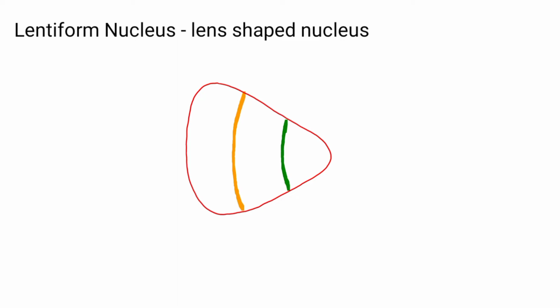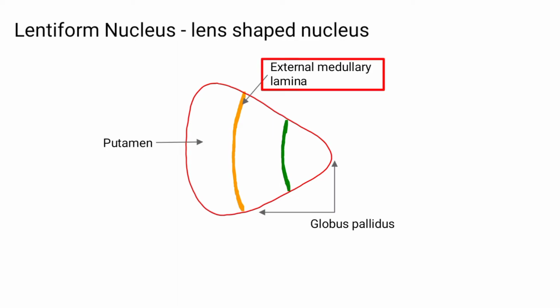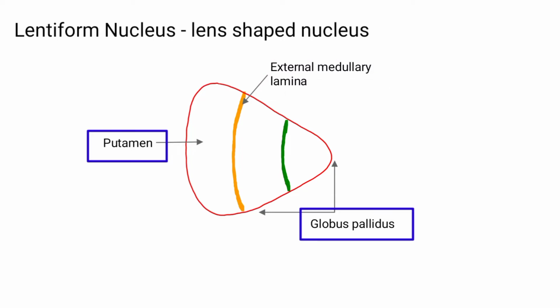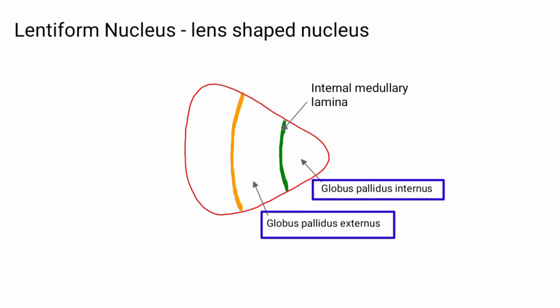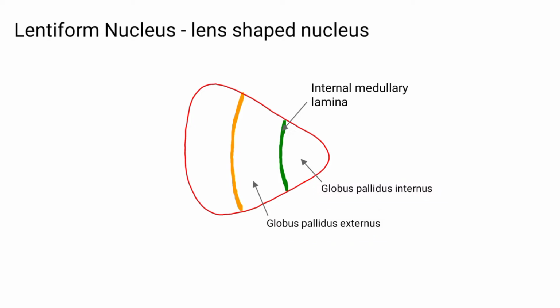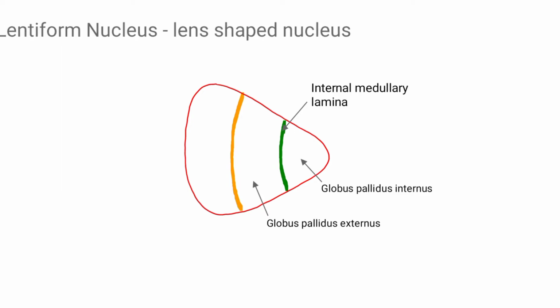Lentiform nucleus. It is a lens-shaped nucleus. The external medullary lamina divides lentiform nucleus into putamen and globus pallidus. The internal medullary lamina divides globus pallidus into globus pallidus externus and globus pallidus internus. It carries the output from the basal ganglia.